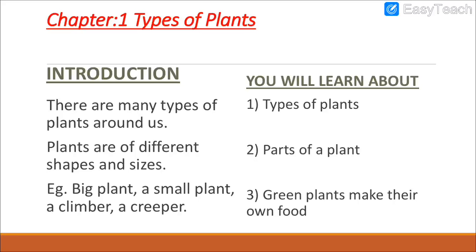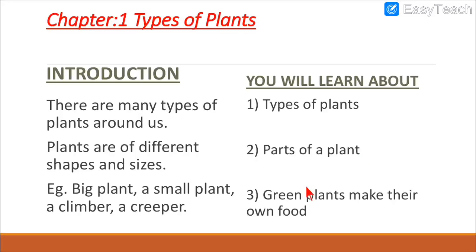And the second point is parts of the plants. After learning the types of the plants, we will go into detail about what the different parts of the plants are, like what the plant is made up of. For example, I can say seed, stem, fruit, root, leaf, all these are parts of the plant. So after understanding this, we will go to the next topic, that is parts of a plant.